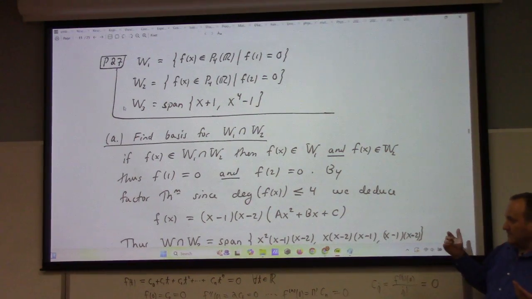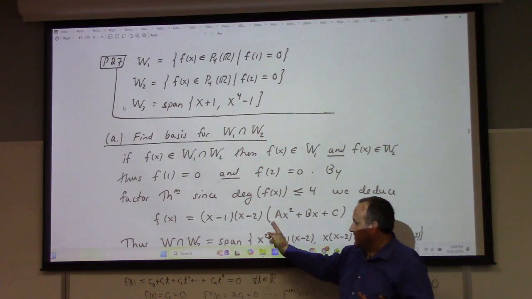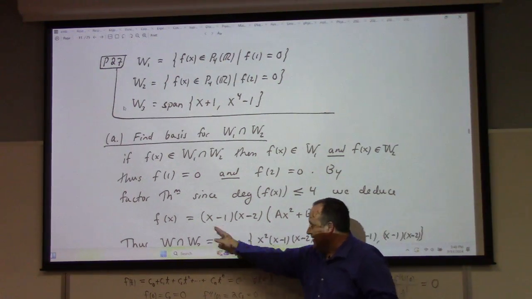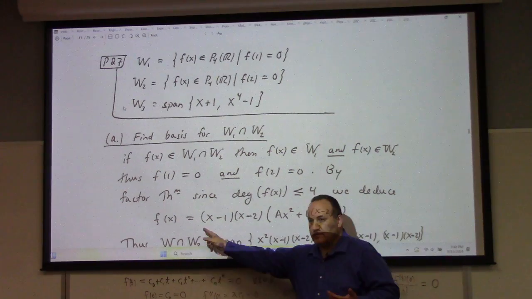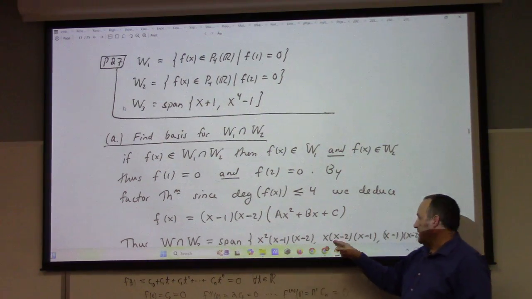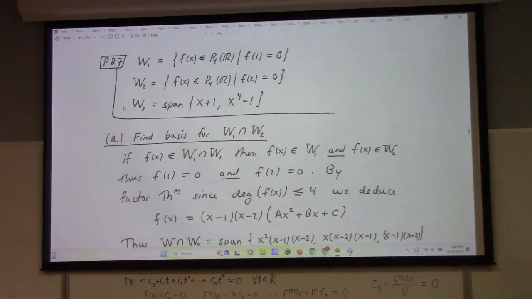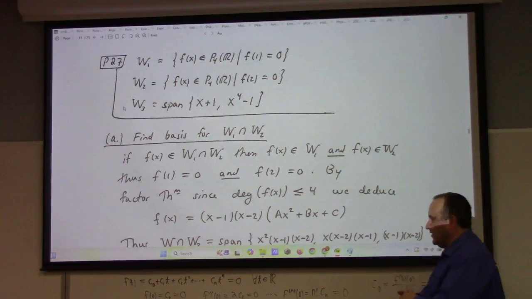So work it out. It's a times x squared times that, b times x times that, c times that, which gives me the basis, bop, bop, bop. Done. Although I do need to prove they're linearly independent, right? Which is, I hope, what I did next.